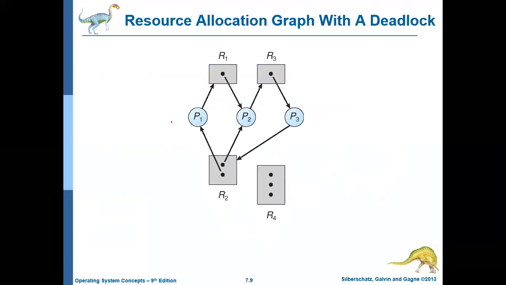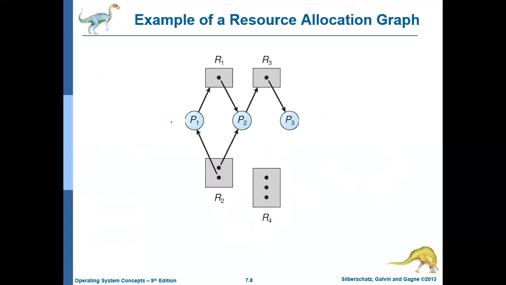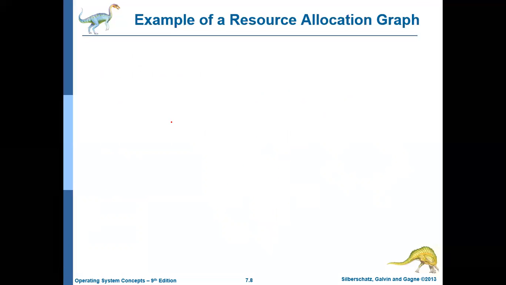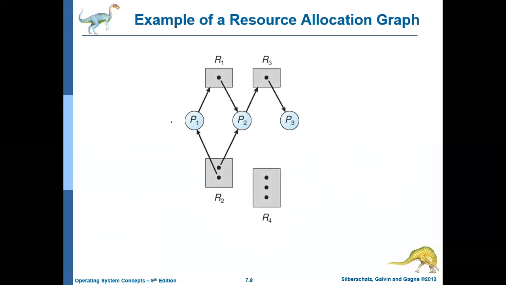Now let us discuss some examples of resource allocation graphs with cycle and without cycle. Okay, so this is a resource allocation graph. As we have already discussed, a resource allocation graph contains vertices and edges. All the processes and resources are represented through vertices.